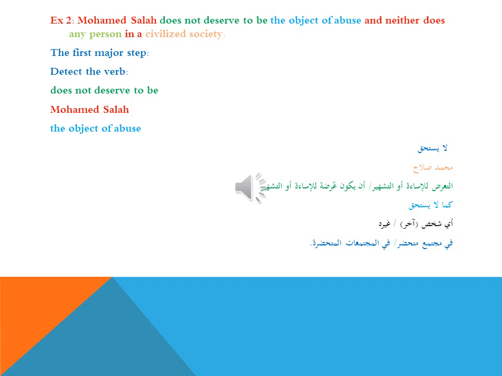يبقى هنقول ايه؟ لا يستحق ده الverb, محمد صلاح الفاعل, التعرض للإساءة أو التشهير, أو ممكن تقول أن يكون عرضة للإساءة أو التشهير. بعدين the second part of the sentence, الجزء الثاني من الجملة, هتقول كما لا يستحق أي شخص آخر أو أي شخص غيره أن يكون كذلك, أو أن يتعرض لنفس الإساءة في مجتمع متحضر اللي هو in a civilized society, أو ممكن تقول في المجتمعات المتحضرة.